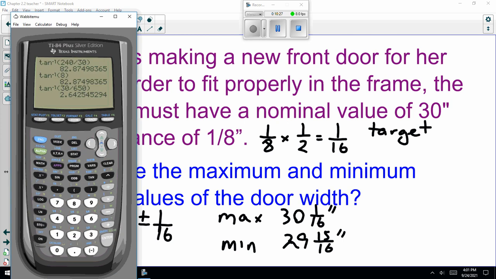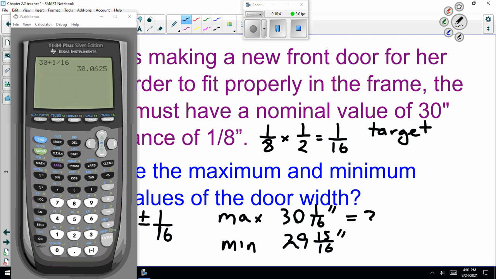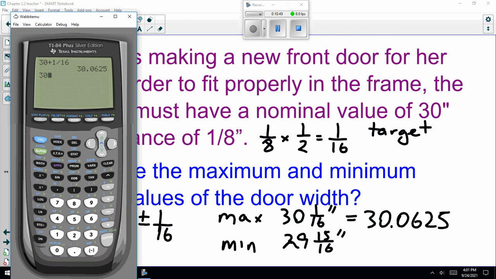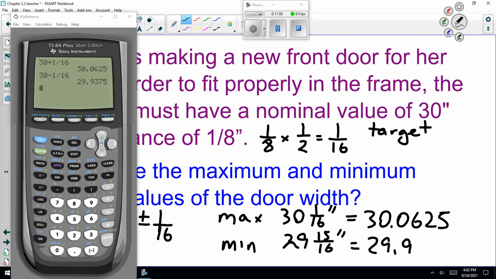But let me show you quickly. Clear? 30 plus 1 divided by 16 is 30.0625. Oh, sorry. These new fancy dancy electronic calculators put it in decimals. Now, 30 minus 1 divided by 16 is 29.9375. And when you look at this, you realize the metric system's so much easier with centimeters and millimeters. You just move the decimals around.